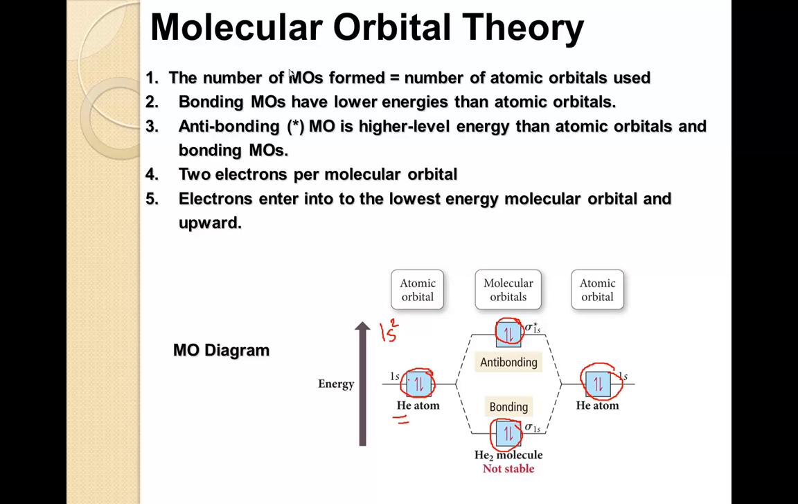Bonding molecular orbitals have lower energies than the atomic orbitals. Notice that it goes down for the bonding orbital. Anti-bonding, or the star molecular orbital, is higher in energy, and that's when it's out of phase. 2 electrons exist per molecular orbital. So we had 2 on the left and 2 on the right. They come together to have 4. So we have 2 on the bottom and 2 on the top. Electrons enter the lowest energy molecular orbital and move upward. So we start at the bottom and work our way up.